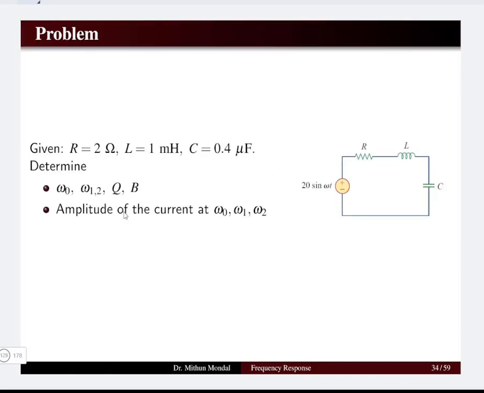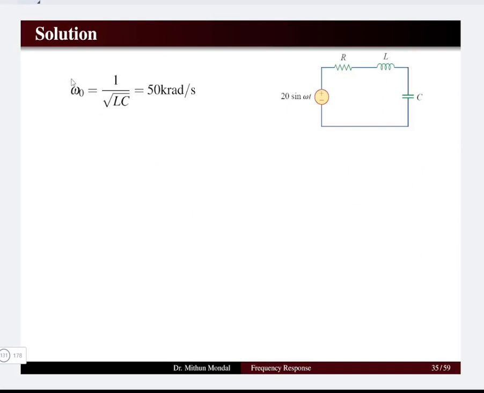We will take up one problem to understand the resonance condition of the series RLC network. Given the series RLC network, the resistance is 2 ohm, the inductor is 1 millihenry, and the capacitor is 0.4 microfarad. Determine the resonant frequency omega naught, the half power frequencies omega 1 and omega 2, the quality factor Q, the bandwidth B, and the amplitude of the current flowing at the resonant frequency and at the half power frequencies omega 1 and omega 2.